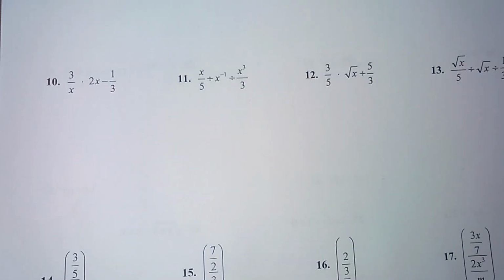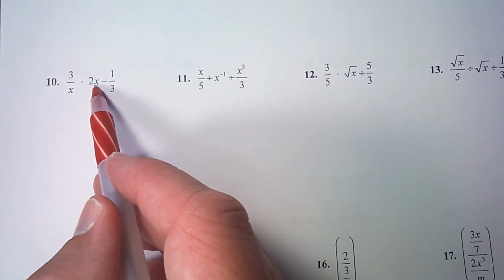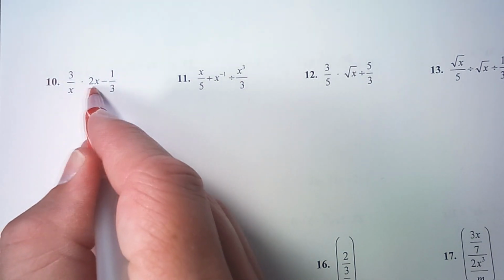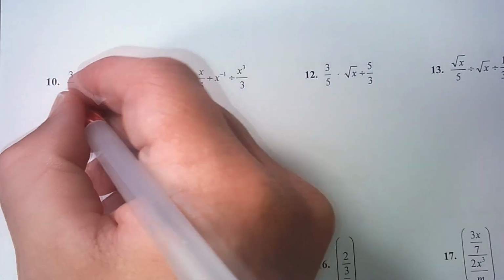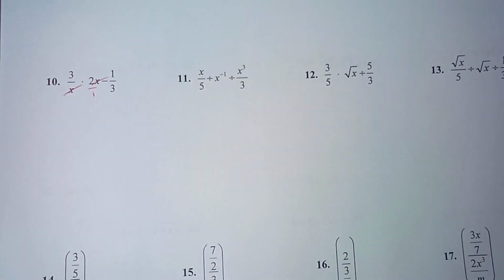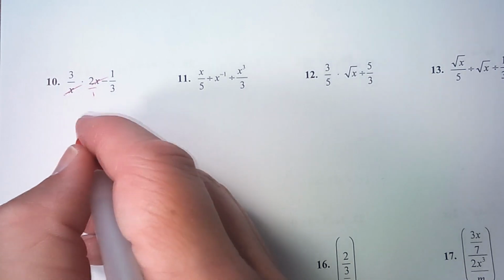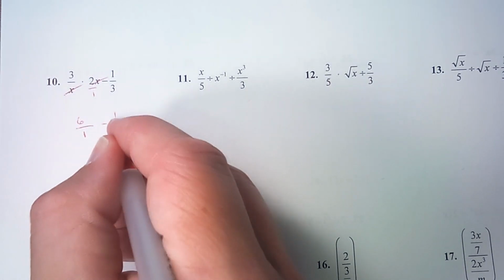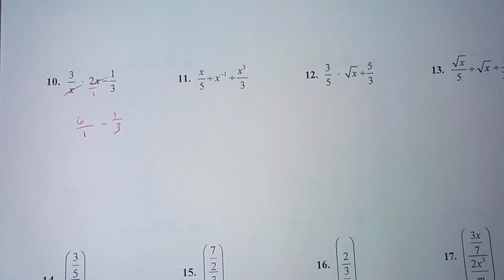So now on number 10, I've got 3 over x times 2 over x. I'm going to do that multiplication before I do division, and that's over 1. I see a couple of x's that are going to cancel. So I've got 3 times 2, which is 6, over 1 times 1, minus 1/3.